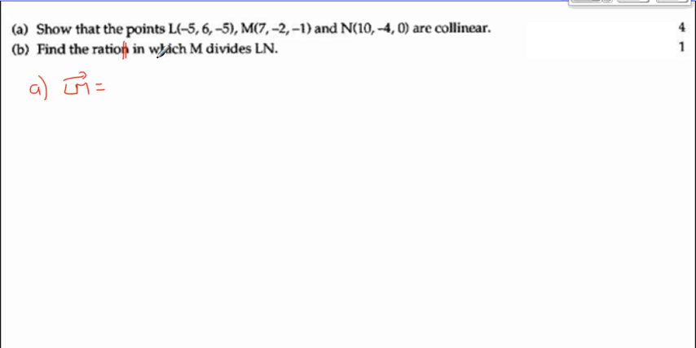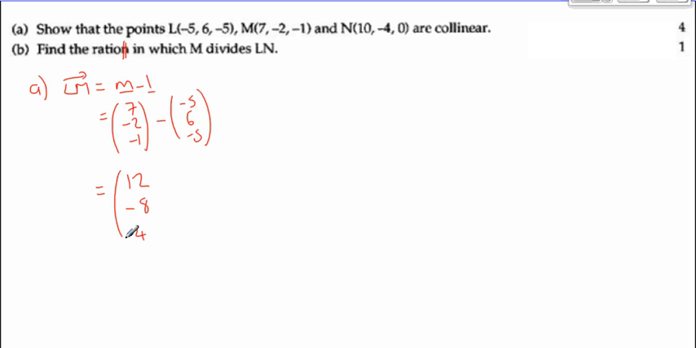LM is equal to M subtract L. So M is the position vector (7, -2, -1) directly from the coordinate, and L is a position vector (-5, 6, -5), again directly from the coordinate. So 7 take away negative 5 is 12, minus 2 subtract 6 is 8, and minus 1 subtract negative 5 is 4. Okay, now I'm just going to take out the common factor here just because that can always prove helpful. There's a common factor of 4. So that's 4, and then (3, -2, 1).